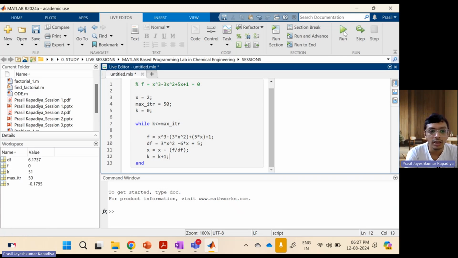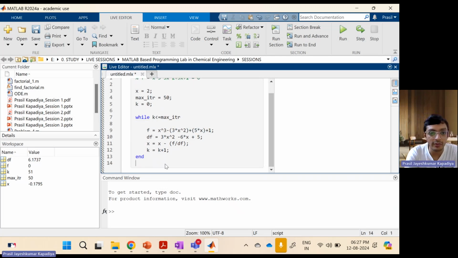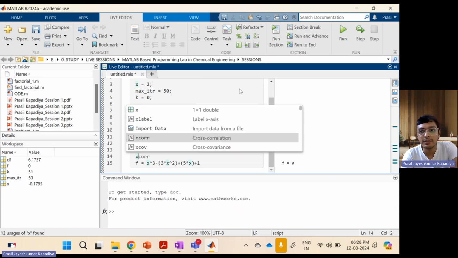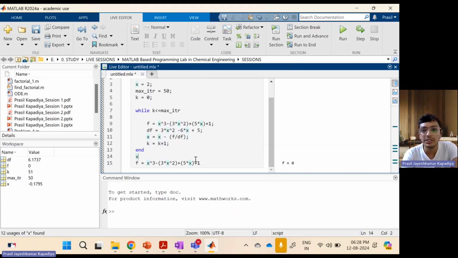Let's say I'm running it. So I am getting x is equal to minus 0.1795. Let's say I want to find the value of f also. That is showing as 0. So see, my f is coming 0 when my x is minus 0.1795. I'm not putting any semicolon, so it will be just printing on screen. My function f is equal to 0.